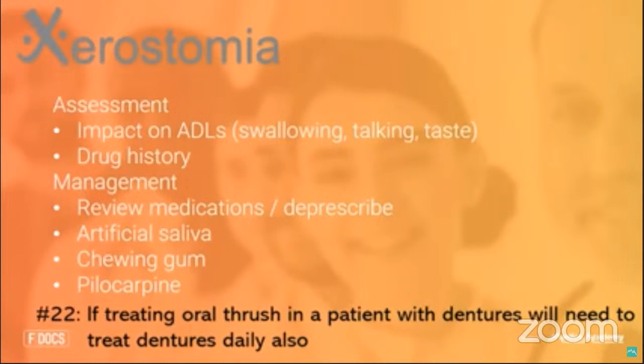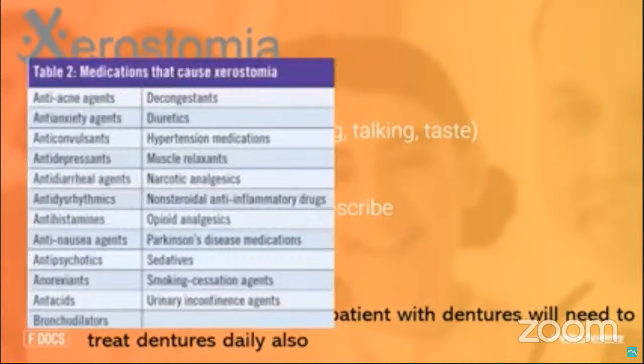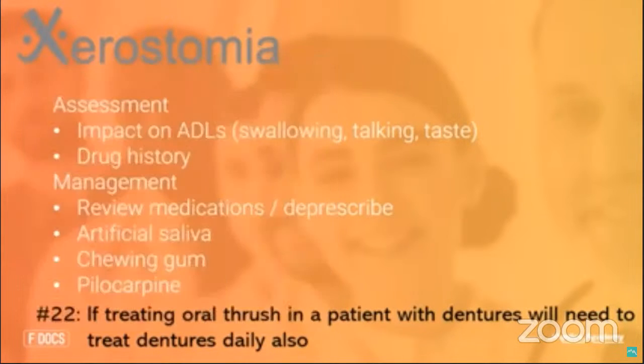Another key element of assessment is taking a good drug history, and the pop-up shows the list of drugs that can cause a dry mouth. And the importance is to try and think about whether, if the patient's on any of these drugs, could any of them be stopped? Cyclizine is a prime example of a drug that causes a dry mouth.